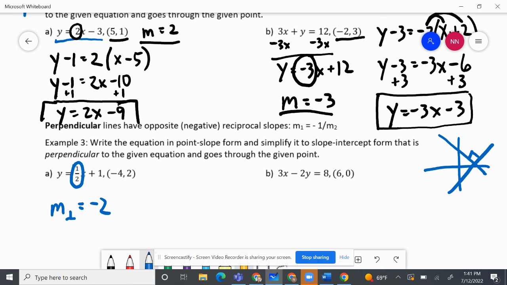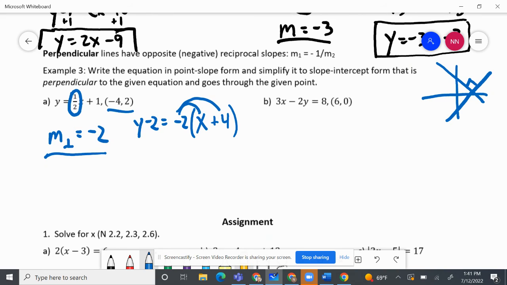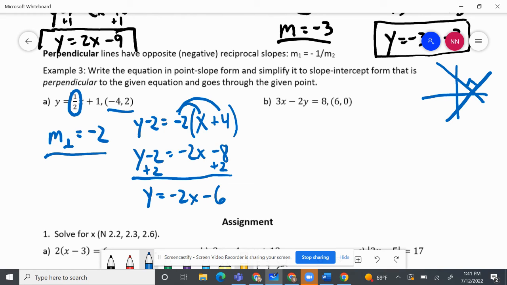Now we're going to write our equation. We have our slope, we have our point. So we're going to have y minus 2 equals, our slope is -2, times x plus 4. I'm going to distribute the -2 to each of the terms. And so that gives us y minus 2 equals -2x minus 8. And then we're going to add the 2. And y equals -2x minus 6.